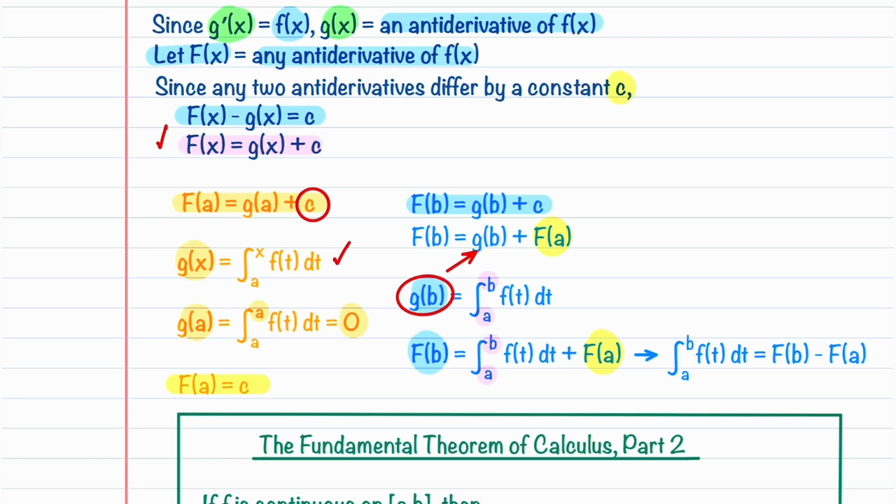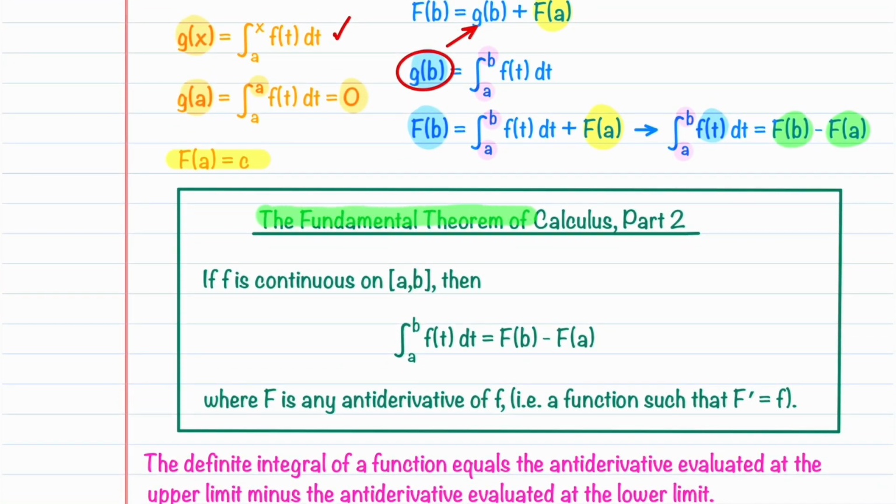Now all we have to do is just switch around terms. We'll pull the capital F of a to the left, switch the sides, and we end up with the integral from a to b of f of t dt is equal to capital F of b minus capital F of a. And that's exactly what the Fundamental Theorem of Calculus Part 2 is.